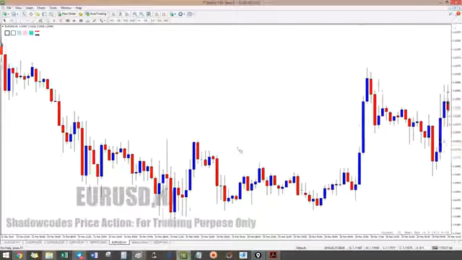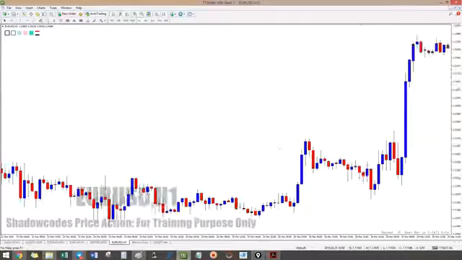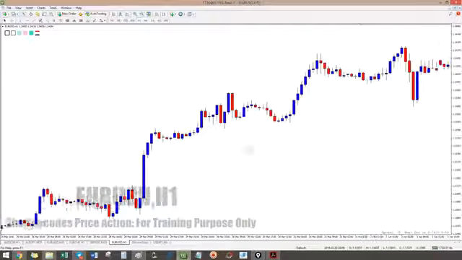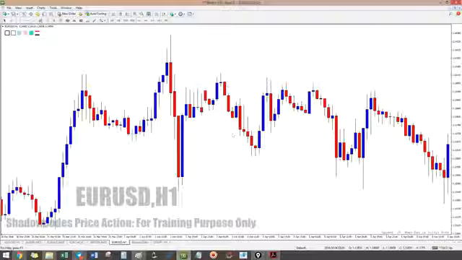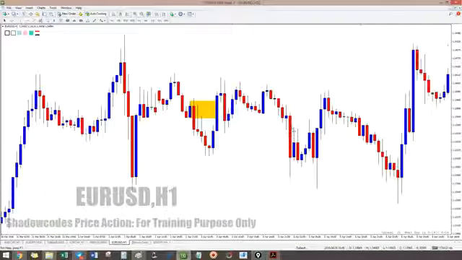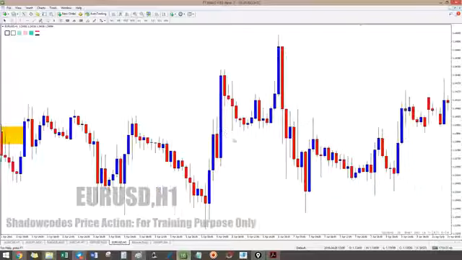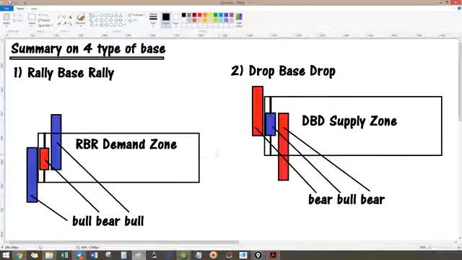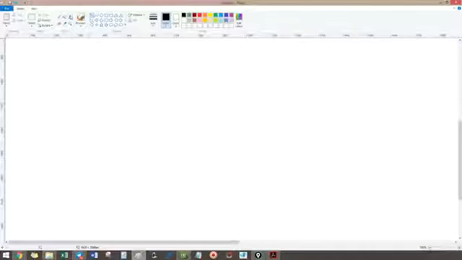Okay, again, let's find another drop base drop. Okay, this one, drop, base, drop. Okay. It's a drop, bear, bull, bear. Okay. This one is a rally base rally. Okay. Bull, bear, bull. Okay, like this. Okay, so the third one.